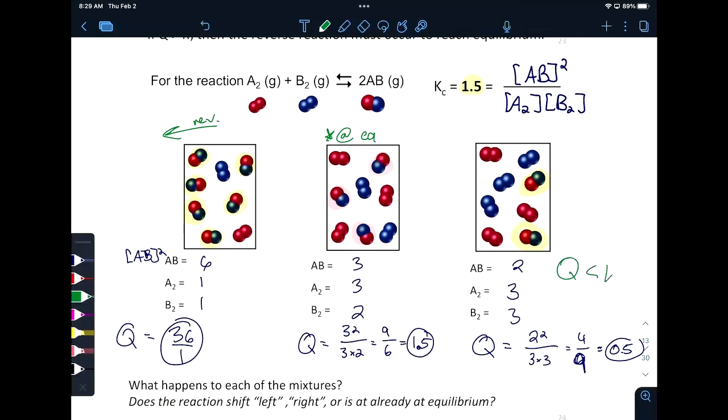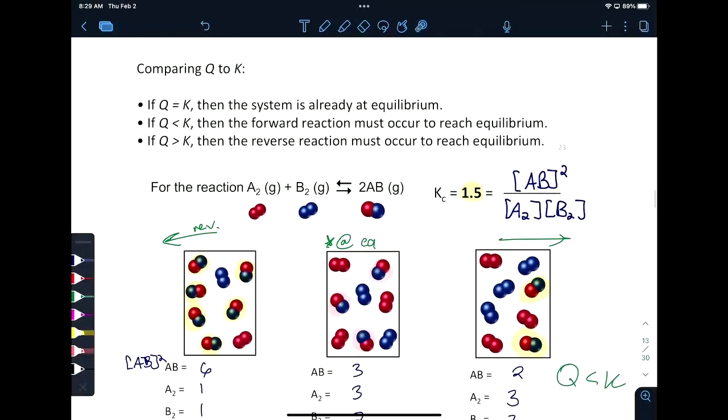Q is smaller than K, the forward reaction has to happen in order to get that Q back up to 1.5. So we need to produce more products in that case. And again, I like to just think, I don't like to memorize this. Like, oh, if Q is bigger than K, then it has to go in the reverse reaction. I like to think, oh, it's always products over reactants.